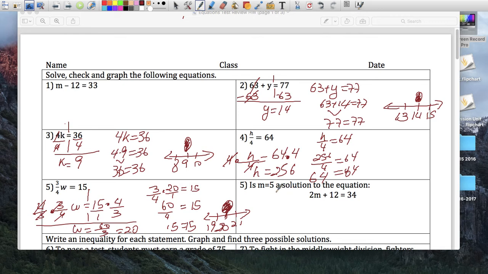Is m equals 5 a solution to the equation? Well, the only thing you can do to see if it really is a solution is substitute. So wherever you see the m, I'm going to replace it with 5. So that becomes 2 times 5 plus 12 equals 34. 2 times 5 is 10. Then I'm going to add it to 12 equals 34. Doesn't look like it. 10 plus 12 is 22, and that's definitely not equal to 34. So m equals 5 is not a solution to this particular equation. So the answer is no, because I just proved it to you.